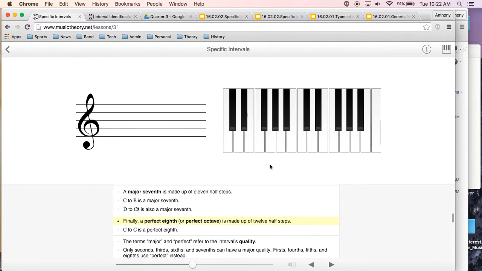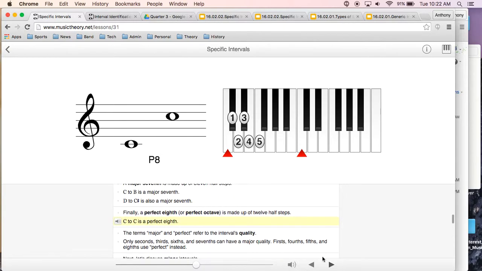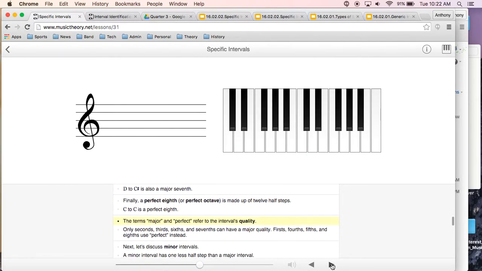And then finally, a perfect eighth or perfect octave is 12 half steps. So from C to C is 12 half steps. If we picked another note, it would be the same deal. So the question now becomes, how do I memorize how many half steps the major and perfect intervals are from each other? That's for the next video.